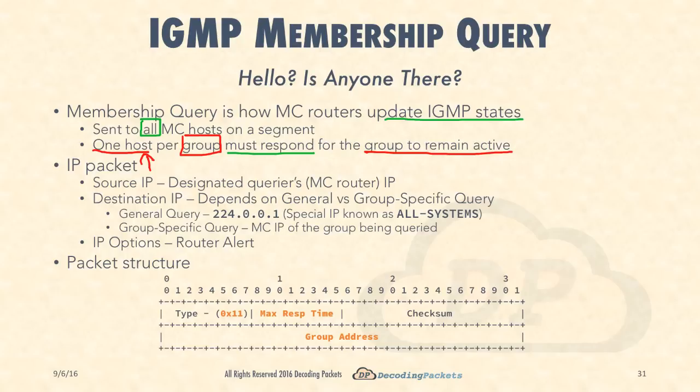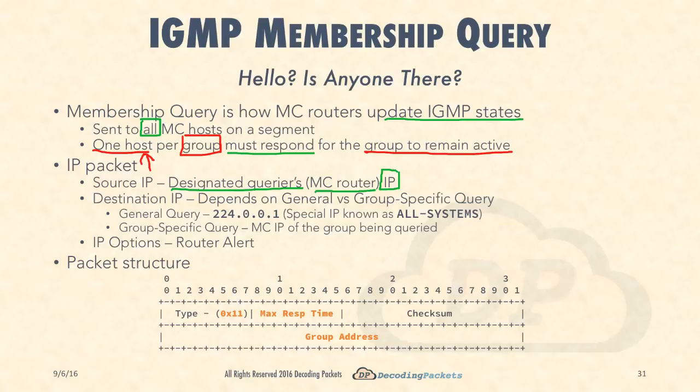One suffices. One makes sure that the router can still keep the state, but at least one host per group must respond. We'll also see what that response actually is. Going into the actual IP packet, this time the message is not coming from a host. The message is coming from a router, and specifically from what is called the designated querier. It's one of the multicast routers out of many on the segment that has been chosen for these duties, and it uses its interface IP for the source IP.